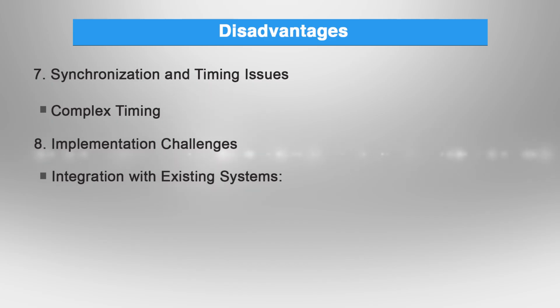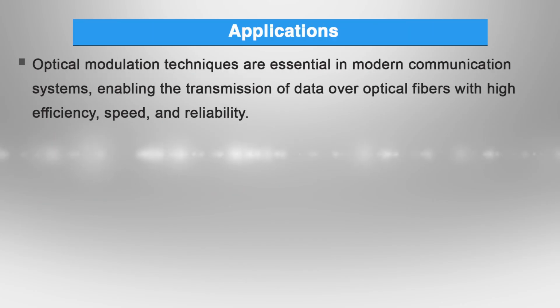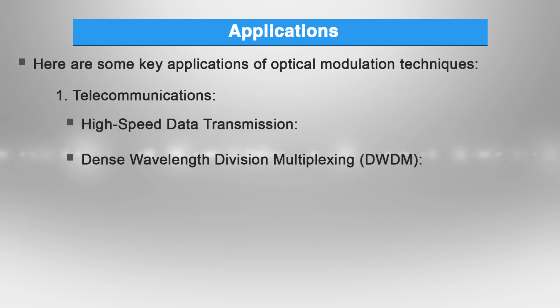These disadvantages highlight the trade-offs that must be considered when selecting an optical modulation technique for a specific application. Now let us discuss various applications of these modulation techniques. Optical modulation techniques are essential in modern communication systems, enabling the transmission of data over optical fiber with high efficiency, speed and reliability. Here are some key applications of optical modulation techniques.